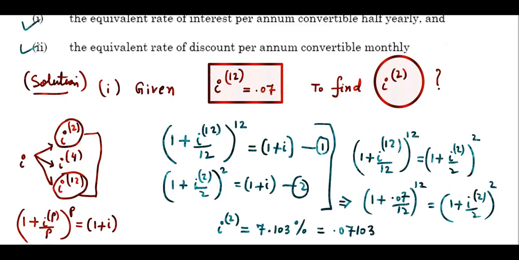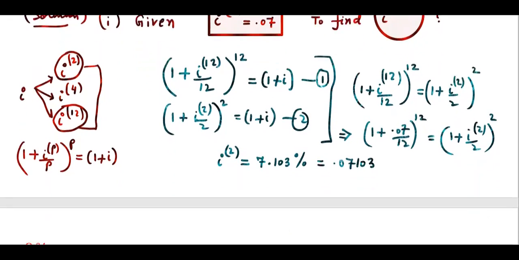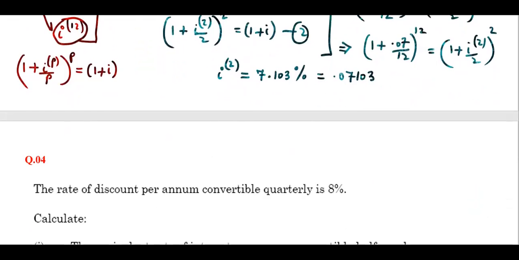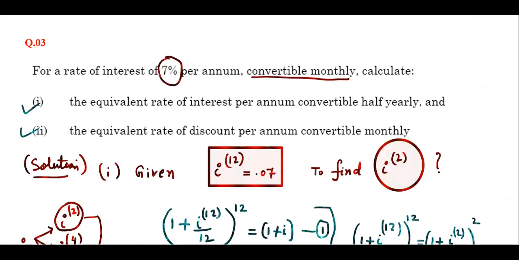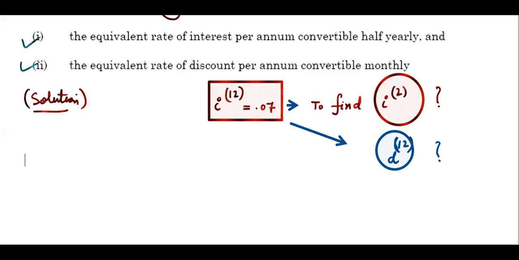Part 1 is over. The equivalent rate of discount per annum convertible monthly. This is important. Now, the difference is here: D12, the equivalent rate of discount per annum convertible monthly. D12 is what you need to find.